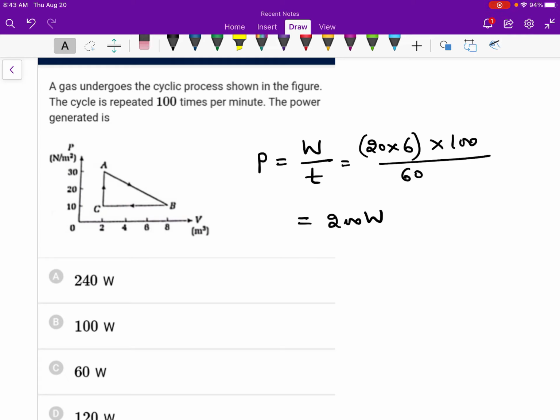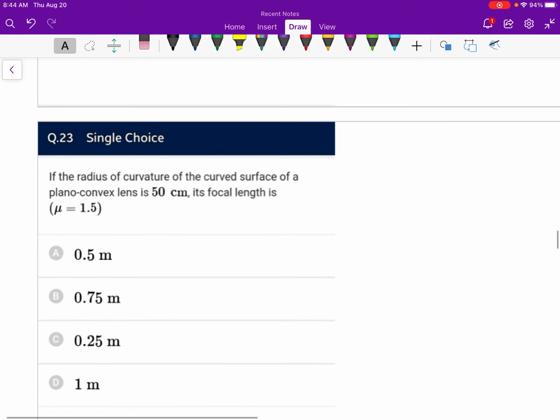Height is 30 minus 10, 20, and base is okay. So area of the triangle, I should divide by 2 as well, so divide by 2, so that is 100 watt. So B is the correct option.